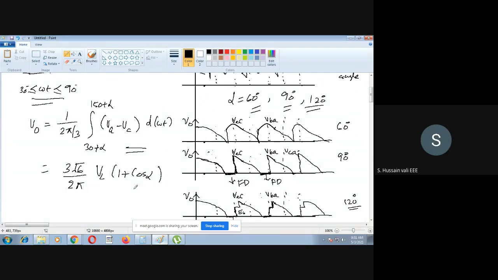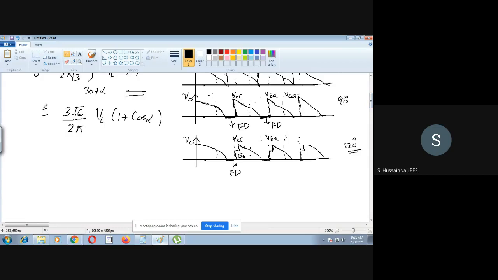So if you get this, then what about the phase angle relationship between V naught and alpha? You put alpha equal to 0, then it becomes twice. Then you put alpha equal to 180, then you will get -1. Something like this. This is the relationship between V naught and alpha.